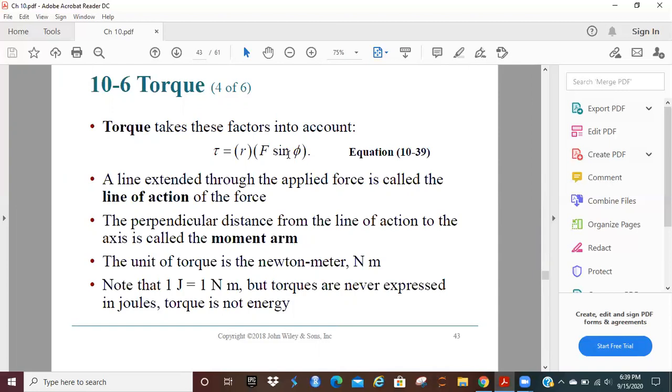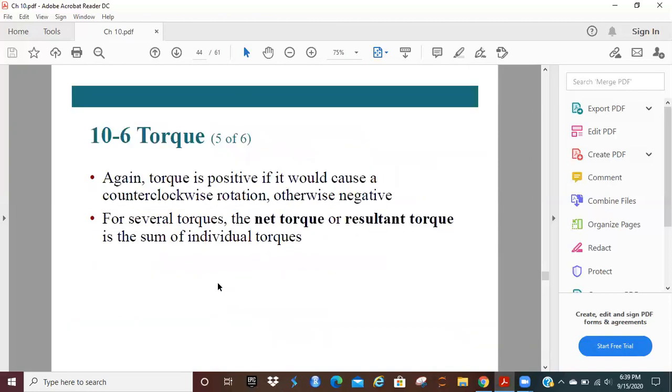So a line extended through the applied force is called the line of action of the force. The perpendicular distance from the line of action to the axis is called the moment arm. Units of torque are going to be the newton meter. Now, it just so happens that a newton meter and the joule are equivalent, but you never express torque in joules. It's not really considered to be energy. That's why they use the newton meter.